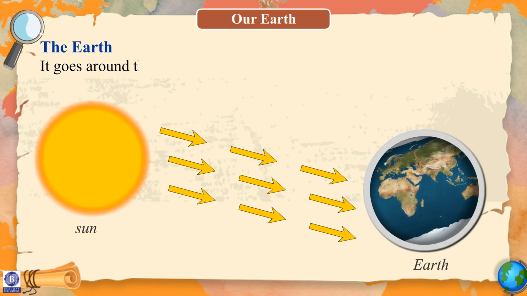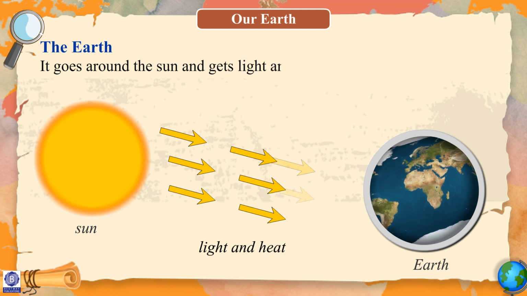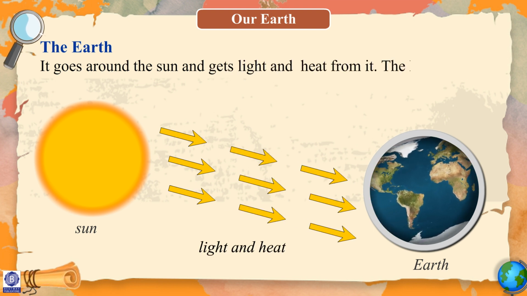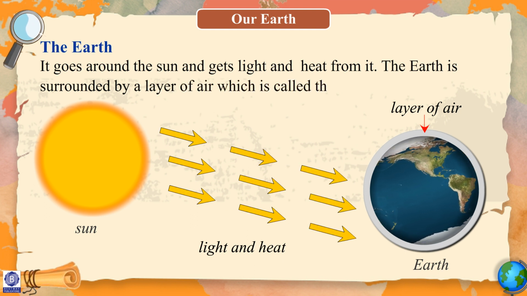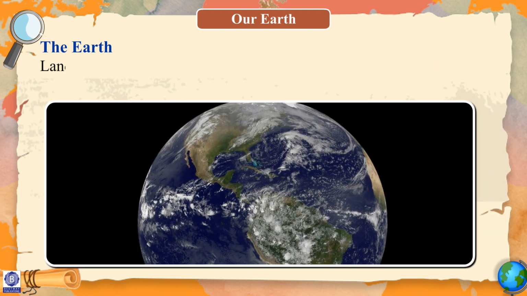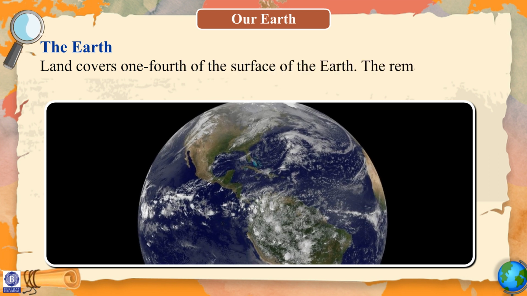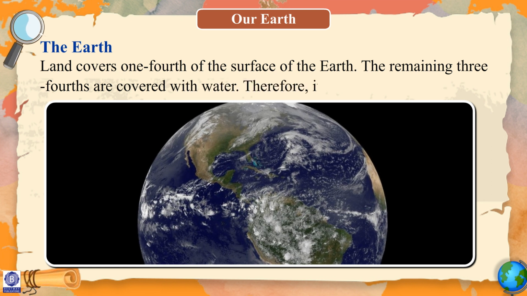It goes around the sun and gets light and heat from it. The Earth is surrounded by a layer of air which is called the atmosphere. Land covers 1/4 of the surface of the Earth. The remaining 3/4 are covered with water. Therefore, it is called the blue planet.